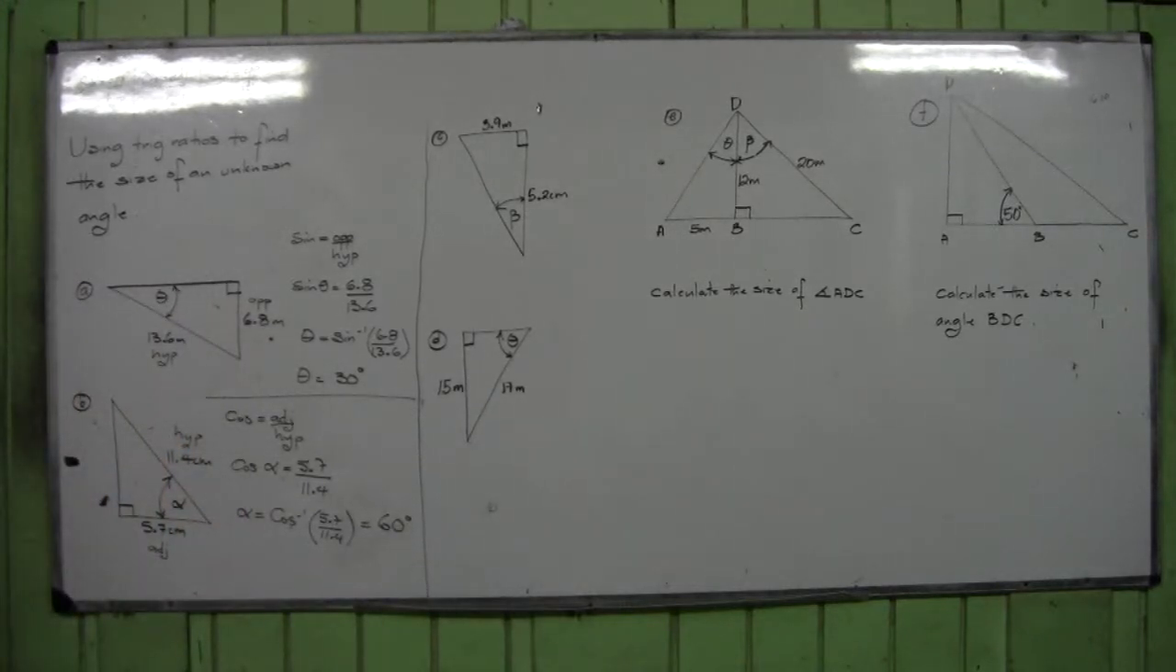So remember, it is shift, then cosine, open bracket, 5.7 divide by 11.4, close bracket, and then you press equal.